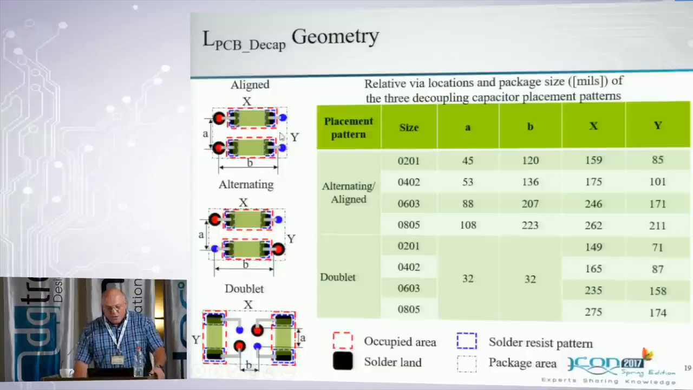So I want to take a look at three different alignments. I want to take a look at where the power pins are aligned, and where power and ground pins alternate, okay? And then we'll also call this a doublet.